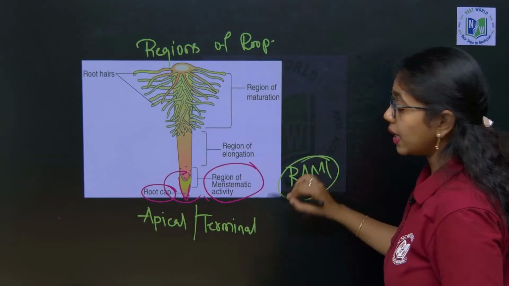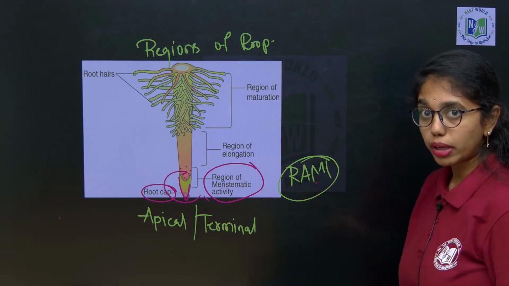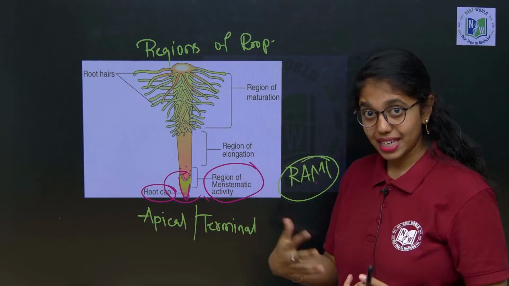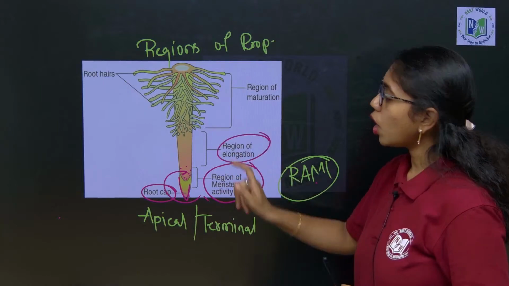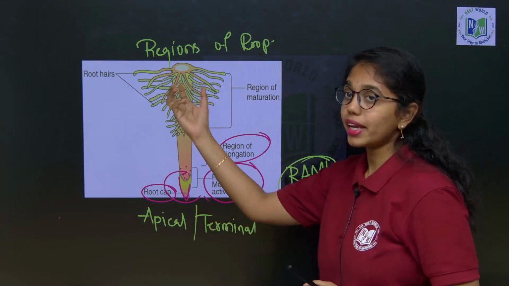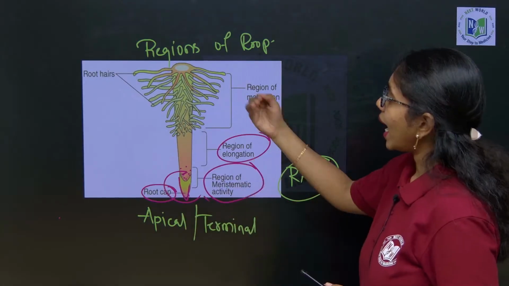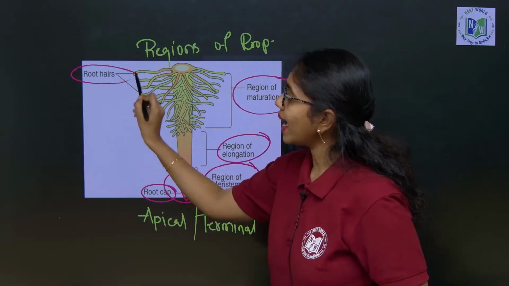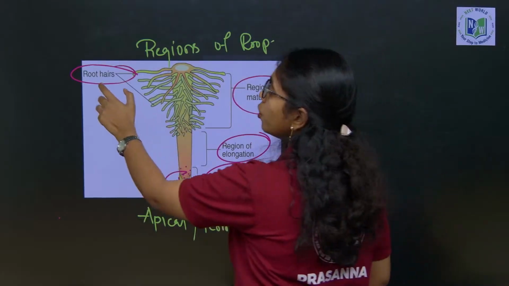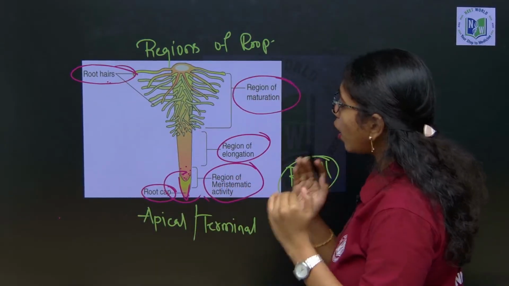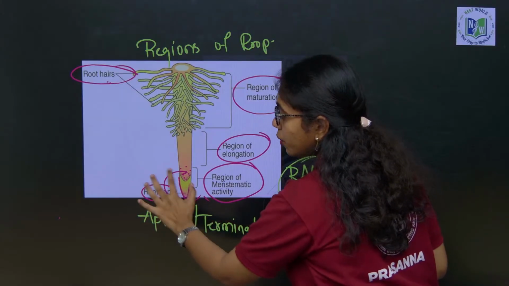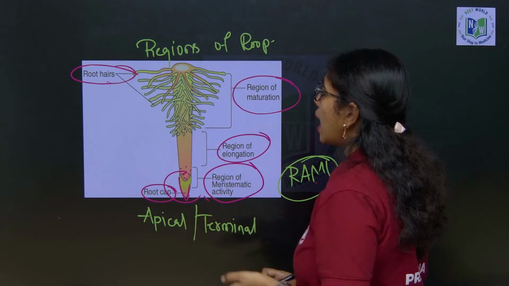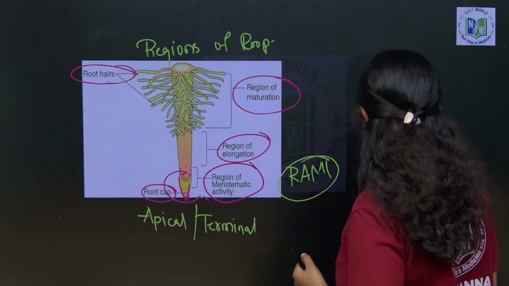The location of the root apical meristem we will say is subapical or subterminal. Proximal to the meristematic zone, you have the region of elongation, where cells will elongate and the length of the root increases, and then the region of maturation, where root hairs are formed. In the maturation region you can observe root hairs. So what you have to remember is: at the apical or terminal you find the root cap, proximal to this the region of meristematic activity, proximal to this the elongation zone, and proximal to this the maturation zone.